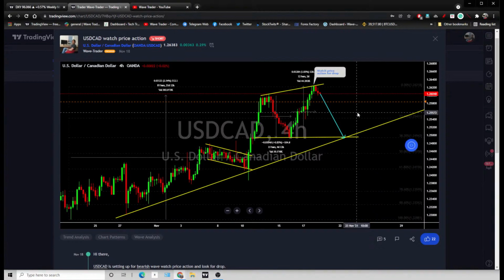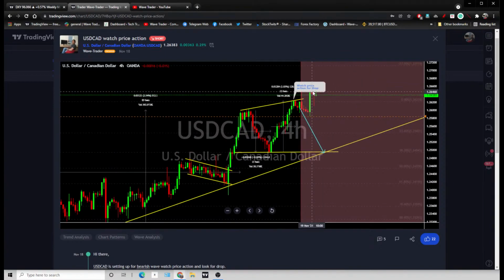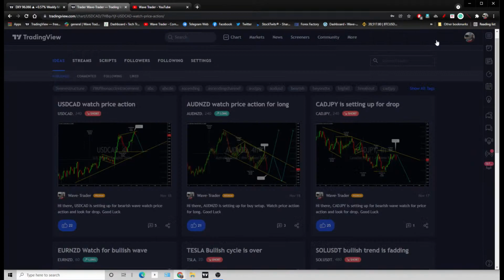So price slightly went lower, but it's still struggling to push higher. So we may see another leg lower. This short-term sell opportunity is still there.